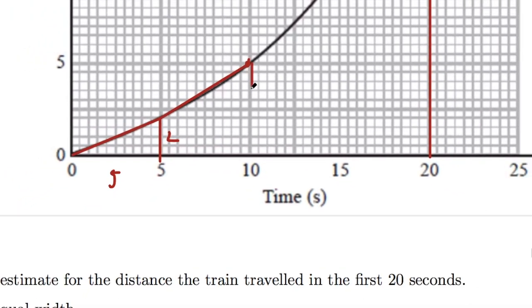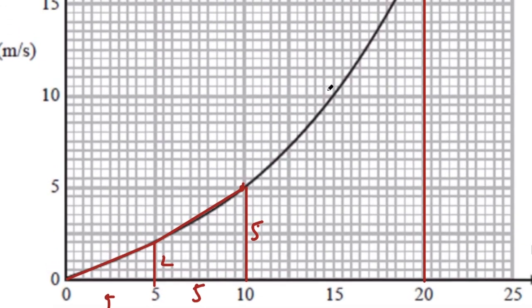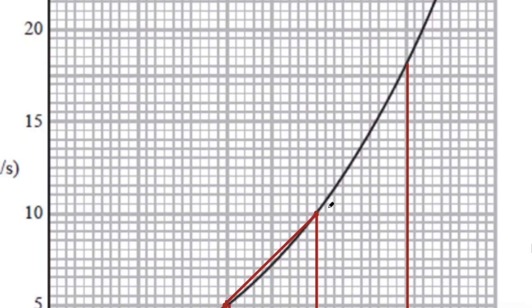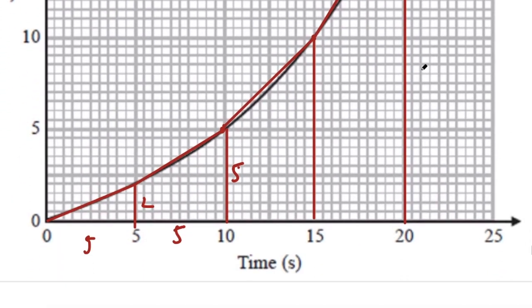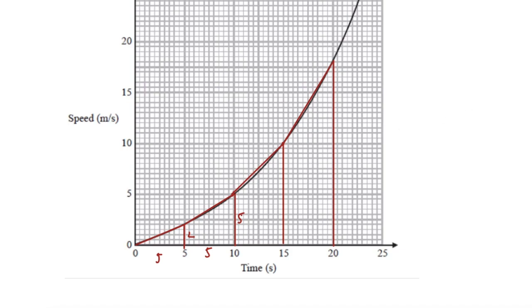So what we end up with here is a trapezium, and we can find the area of a trapezium using the top side and the bottom side, which in this case is 5, and the height, which is 5. And then again, we can draw another trapezium from 5 seconds to 15 seconds, and again you'll see that we're including a little bit of space that's not actually under the graph. And the last one is from 15 to 20 seconds. Okay, so once we've drawn our 4 shapes, we can go ahead and find the areas.